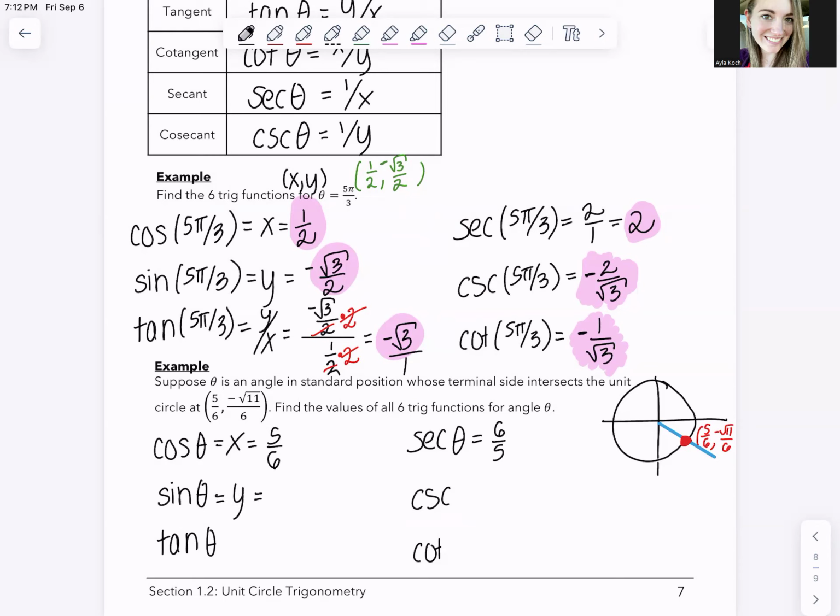Sine of theta is y. So that's negative √11/6. Flip it upside down, you get cosecant of theta is equal to negative 6/√11.